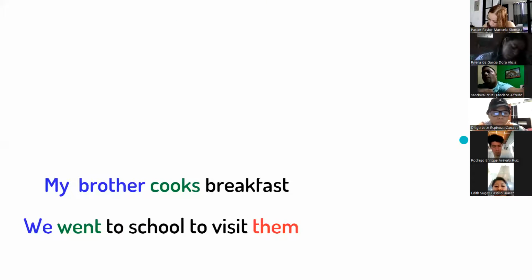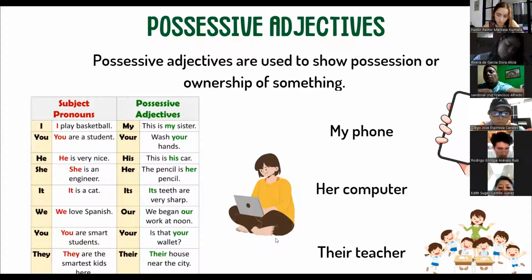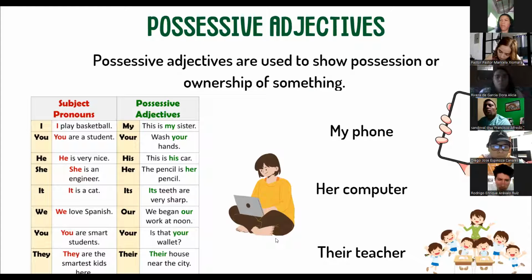Now, the possessive adjective shows ownership. Okay, possessive adjective and the possessive pronoun, they show ownership. What is the meaning of ownership, guys? Ownership, what does it mean? Propiedad o posesión. Eso se ocupa para cuando queremos mostrar que algo le pertenece a alguien. All right? So that's the possessive adjective.